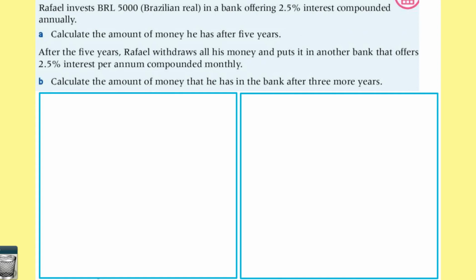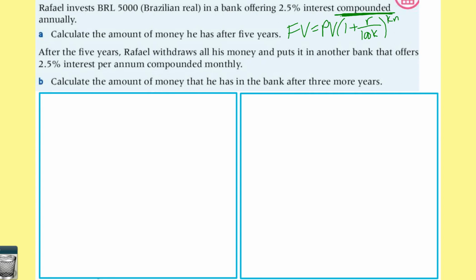Alright. Rafael invests 5,000 Brazilian real in a bank offering 2.5% interest compounded annually. Okay, so that's the key word here, compounded. That's when we use our formula. Okay, that's when we use future value equals present value times, was it, 1 plus r over 100k to the kn?